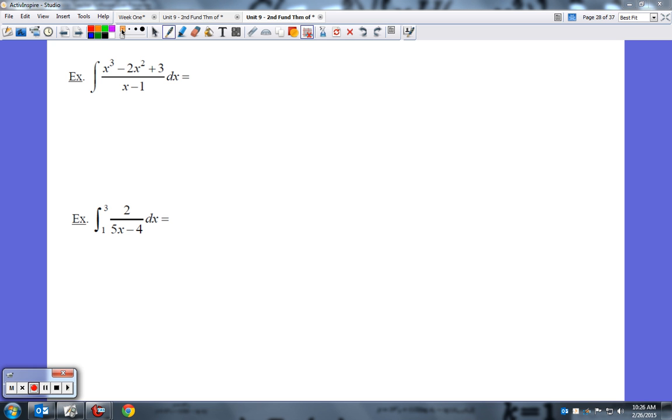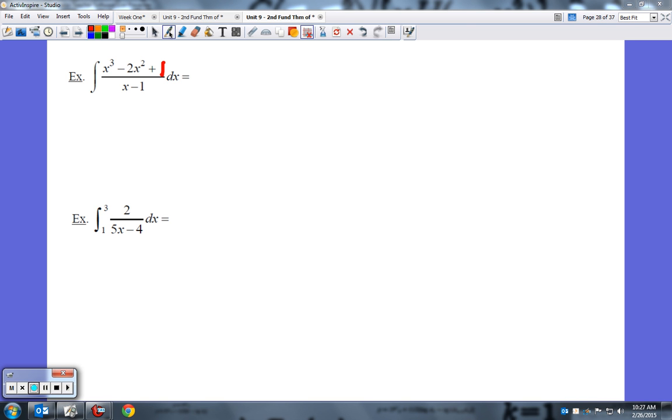Next one. There is a typo here. My mistake on that. This 3 needs to be 1. Okay. First intuition. What do you think you're probably going to do? Factor is what some people are saying. To me, if you see that fast, that's really good.